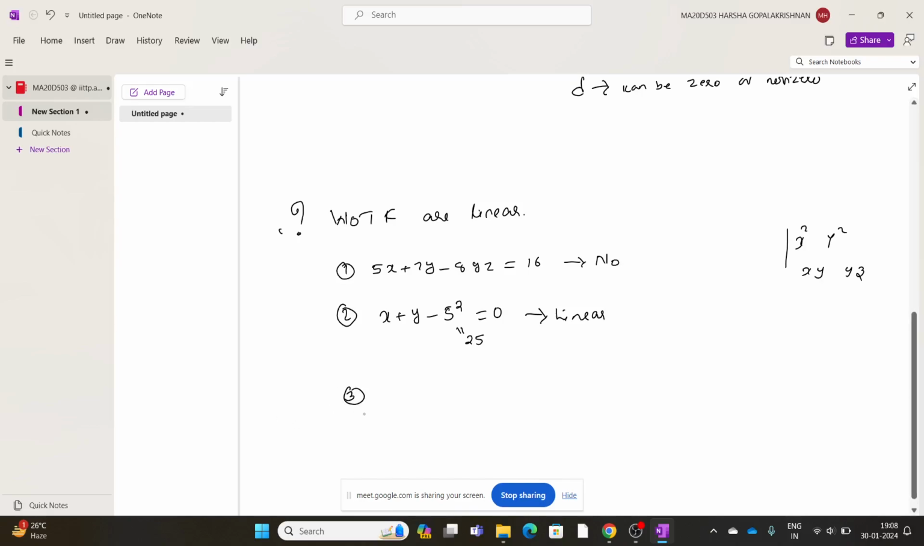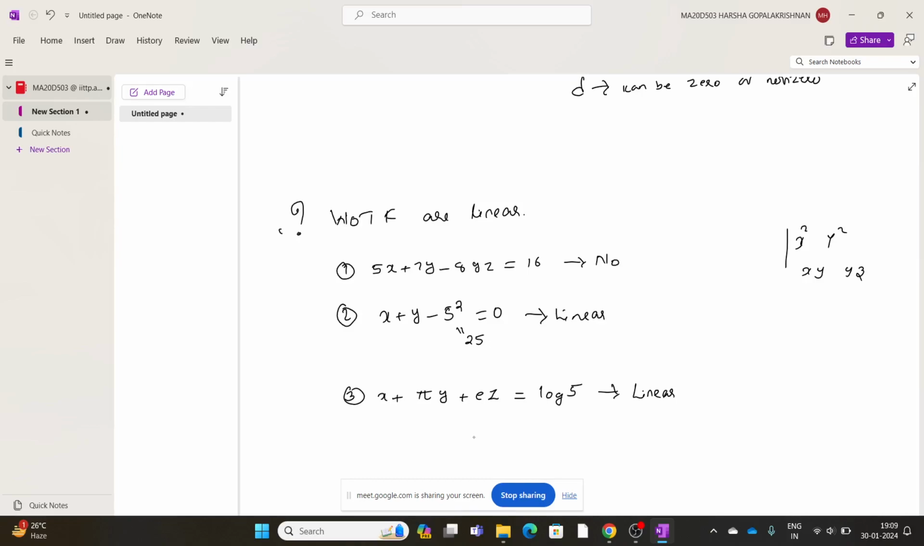Now, one more. x plus pi y plus ez equals log 5. What about this? Linear. Yeah, this is also linear. Some may have confusion because of log, pi and e, but they are constants. It can be any constant. Whichever field we are taking, it can be real or complex or anything. So pi and e are all constants. Log 5 is also a constant, not a function here. So this is also a linear equation.